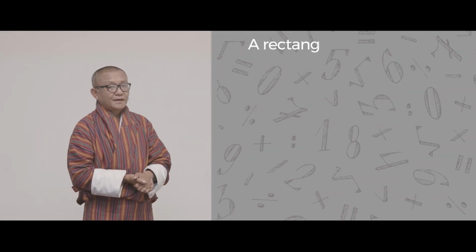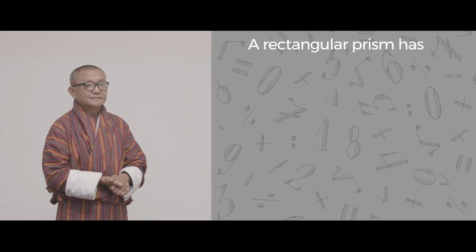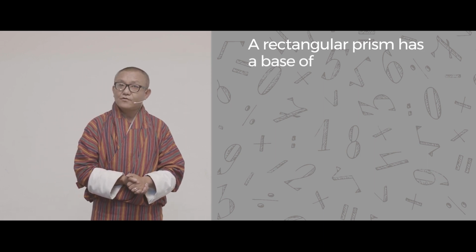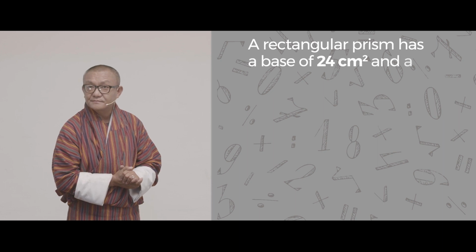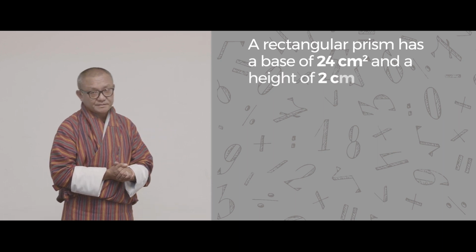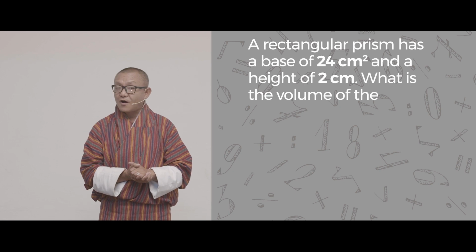Let's take another situation where all the dimensions are not given. In some case, area will be given to you, and maybe one of the dimensions will be given, and you are asked to find the missing dimension. Let's take an example here. A rectangular prism has a base of 24 centimeter square and a height of 2 centimeter. What is the volume of the prism?